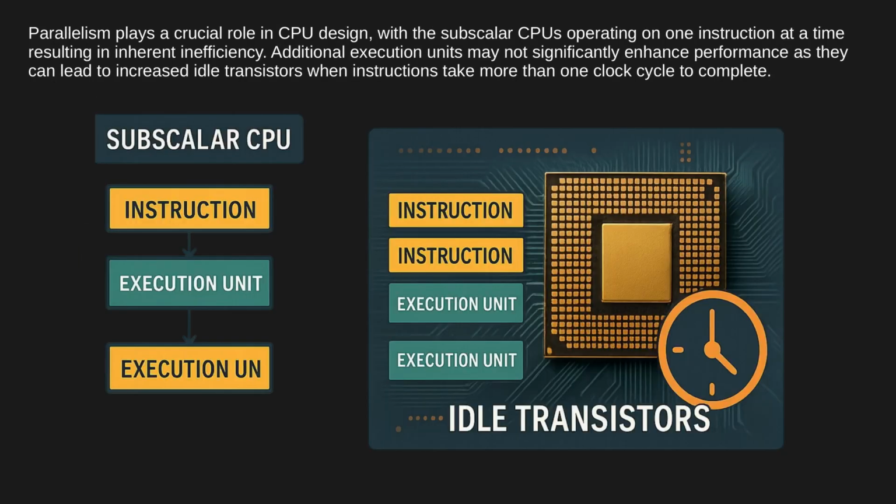Parallelism plays a crucial role in CPU design, with subscalar CPUs operating on one instruction at a time, resulting in inherent inefficiency. Additional execution units may not significantly enhance performance, as they can lead to increased idle transistors when instructions take more than one clock cycle to complete.